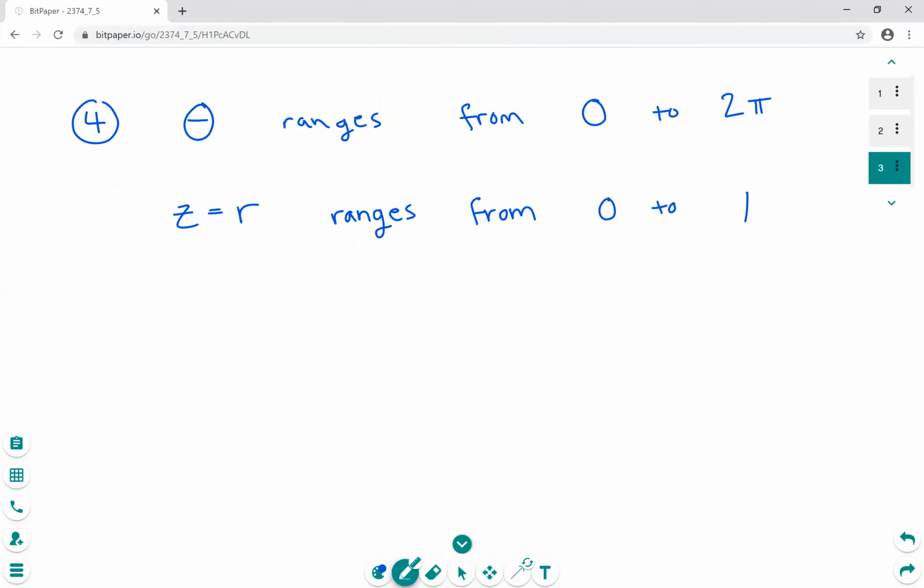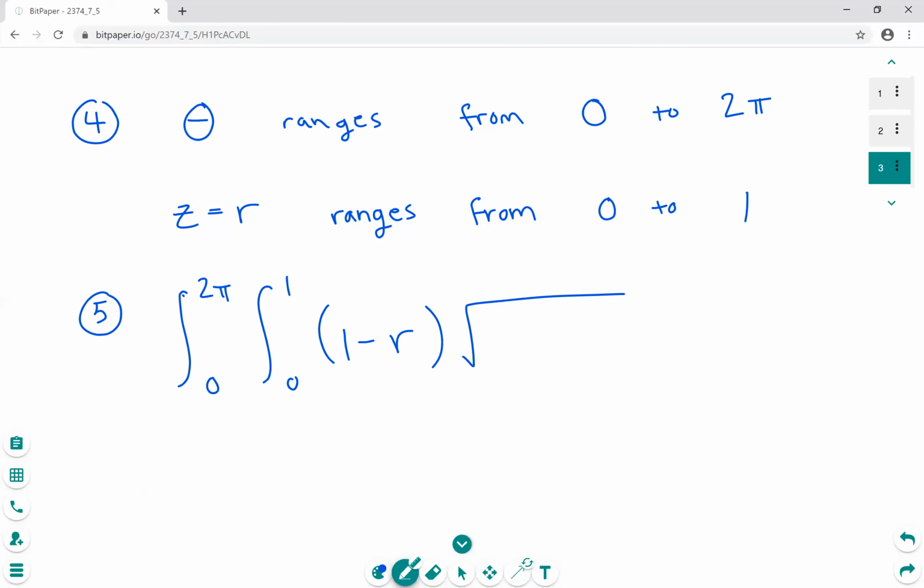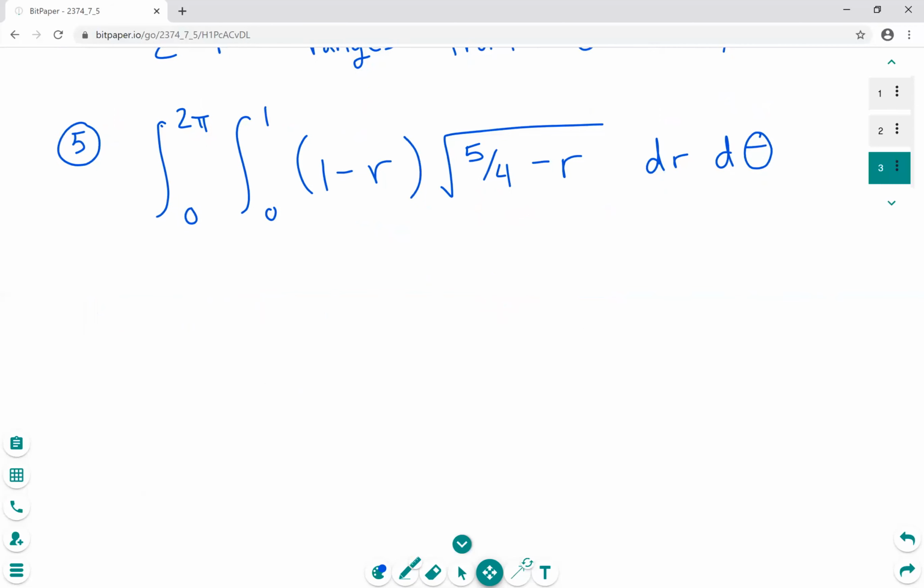So the integral, last step here, just setting up the integral. Theta goes from 0 to 2 pi. Z goes from 0 to 1. Our r goes from 0 to 1. Our function is 1 minus r. And the size of our normal vector was the square root of 5/4 minus r. So this is the integral we want to compute.